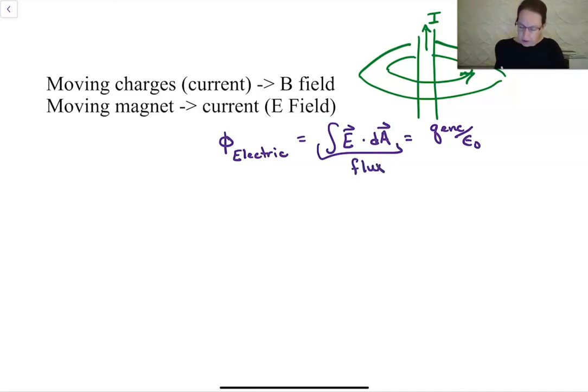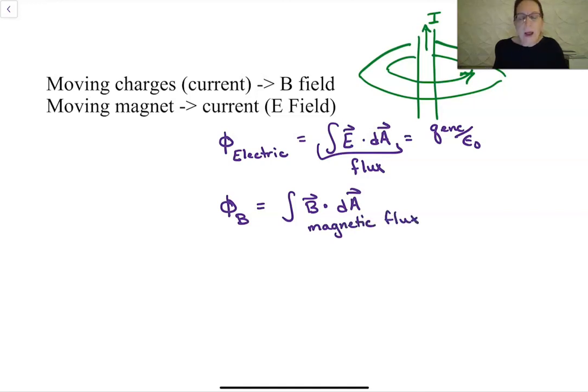Similarly, we can talk about a magnetic flux, which would be the integral of B dot dA. So now this is a magnetic flux. Now we don't have an equivalent to Gauss's law in magnetic fields because there are no magnetic monopoles. There is no individual enclosed. Our similar relationship is like Ampere's law when we talk about a loop that's enclosed. But that's not counting a flux.